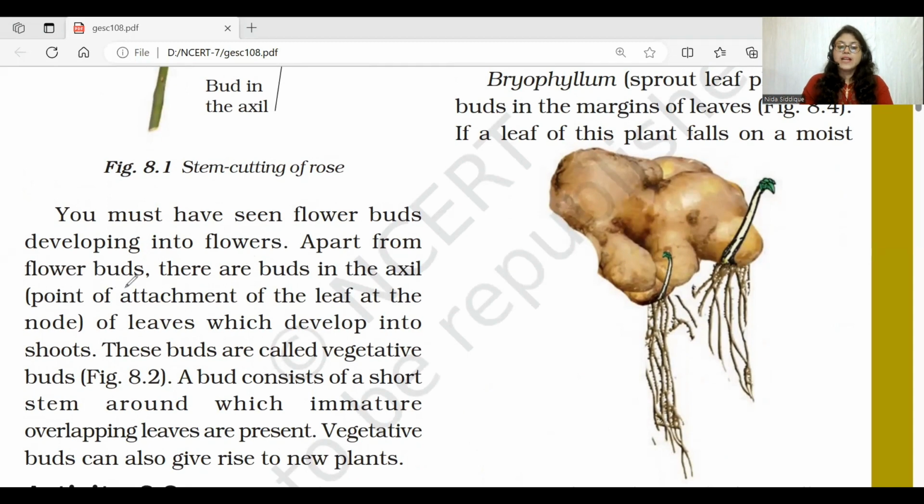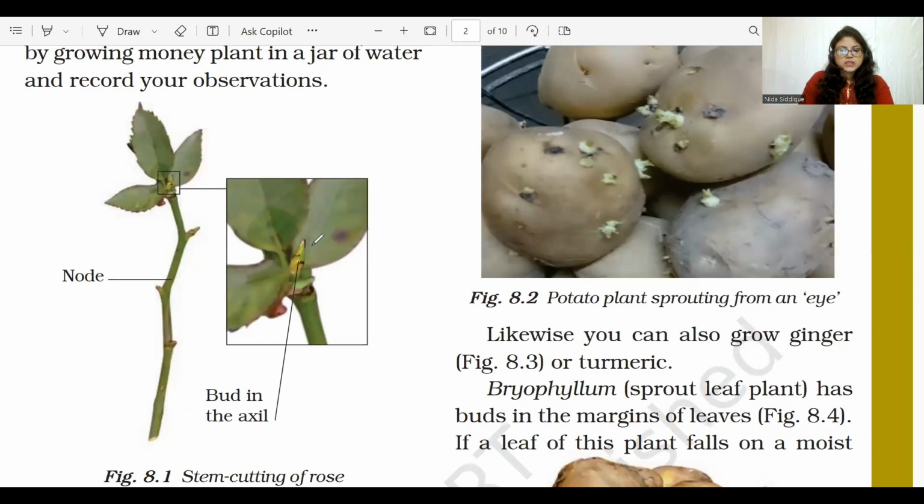Now, apart from the flower buds, there are buds in the axil, the point of attachment of the leaves, at the nodes of the leaf, which develop into shoots. Okay, now these buds are called vegetative buds. Let me show you the diagram. So you can see over here, this is the node part. In the node part there is a bud. What do we call it? Vegetative bud. And this vegetative bud will transform into a shoot.